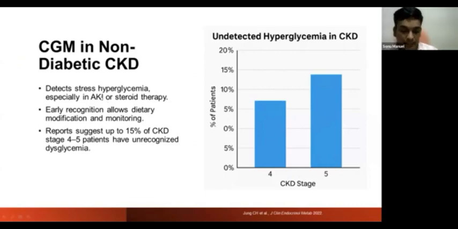Now, CGM can also be utilized in non-diabetic CKD to detect stress hyperglycemia, especially in acute kidney injury or patients on high-dose steroid therapy. Early recognition of these glucose variations can allow us to give proper dietary modification and monitoring. And reports suggest that 15% of CKD stage 4 to 5 patients have unrecognized dysglycemia.